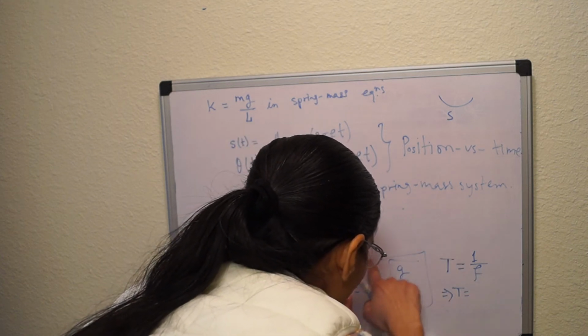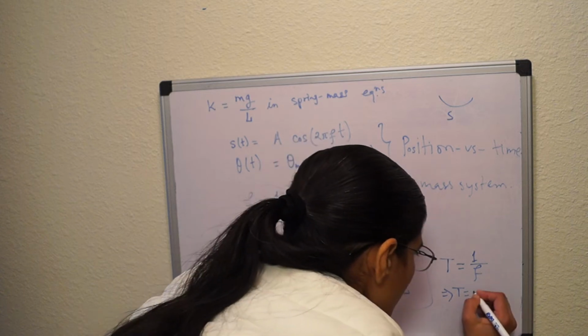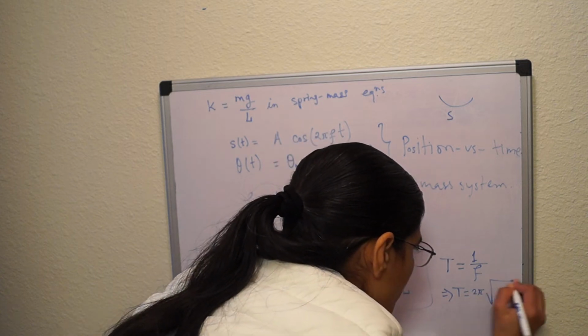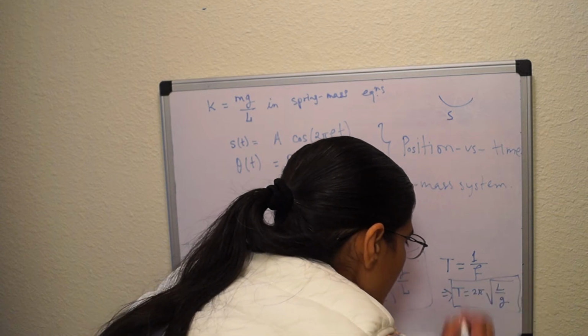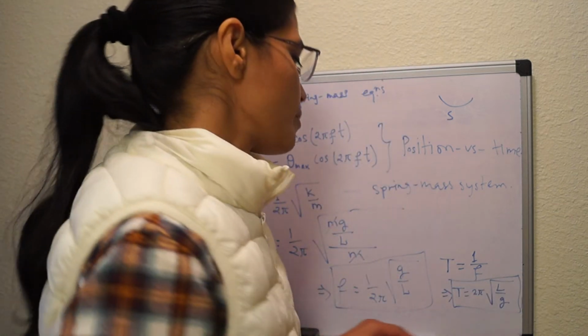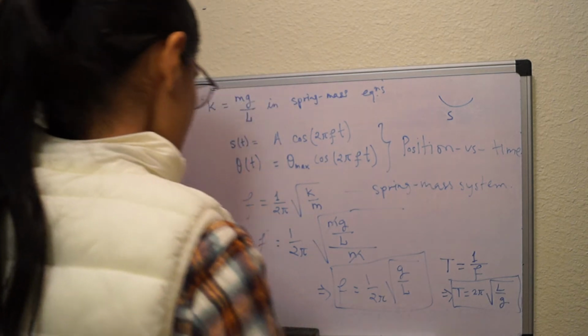Or you could just bring everything down here, so that should give us what? T equals 2 pi square root of L over g. So this gives us the time period of the simple pendulum. Alright?